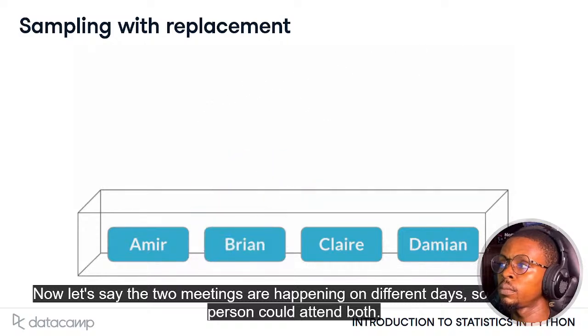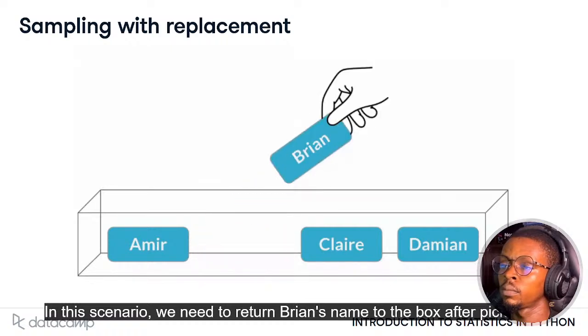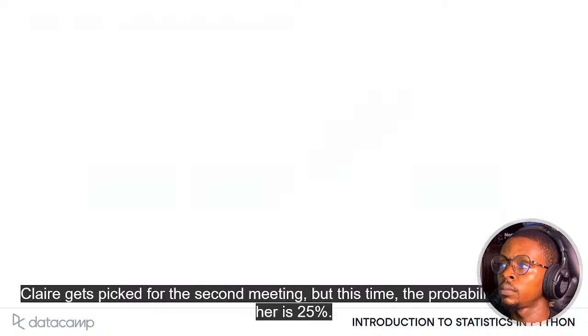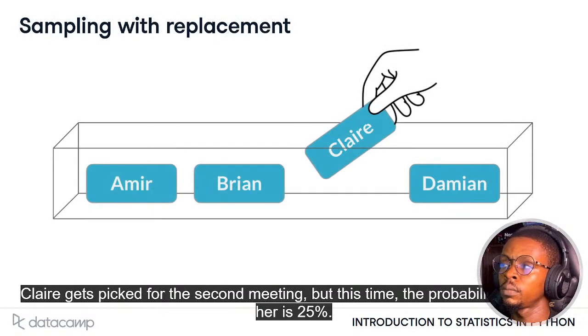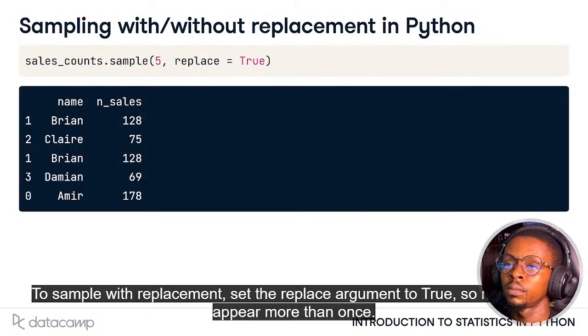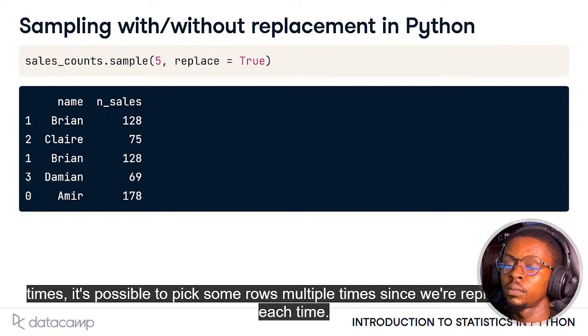Now, let's say the 2 meetings are happening on different days, so the same person could attend both. In this scenario, we need to return Brian's name to the box after picking it. This is called sampling with replacement. Claire gets picked for the second meeting, but this time, the probability of picking her is 25%. To sample with replacement, set the replace argument to true, so names can appear more than once. If there were 5 meetings, all at different times, it's possible to pick some rows multiple times, since we're replacing them each time.